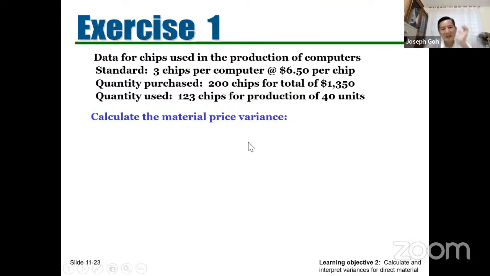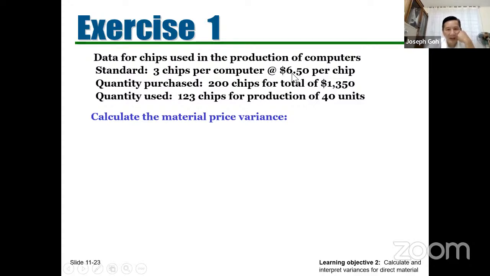So let's go to one simple exercise. Data for chip use in the production of computers. When you want to produce a computer, you need to use computer chips. That's the memory, very powerful things that we must put in our laptop. Only then can we use the laptop. So the standard set is 3 chips per computer. It means for one computer they need to install 3 chips at the price of 6.5 per chip.